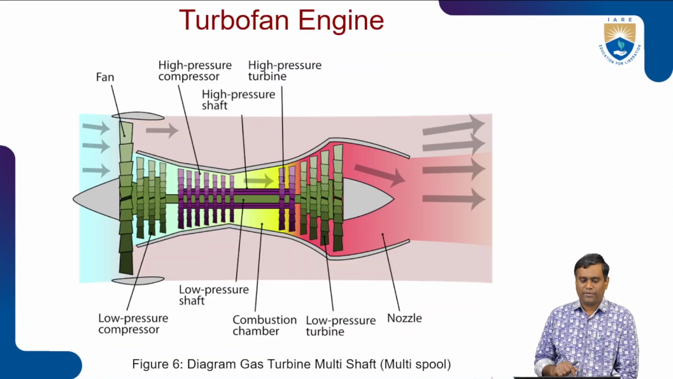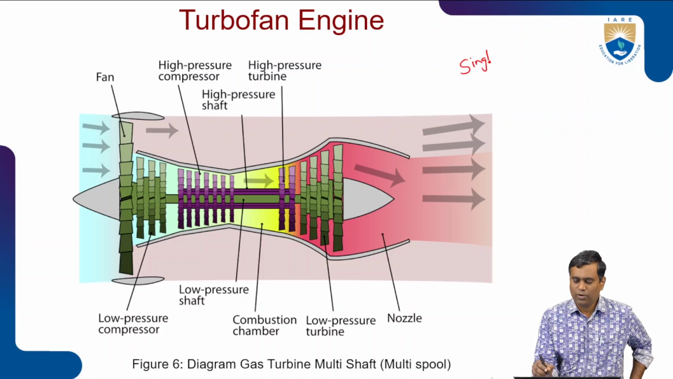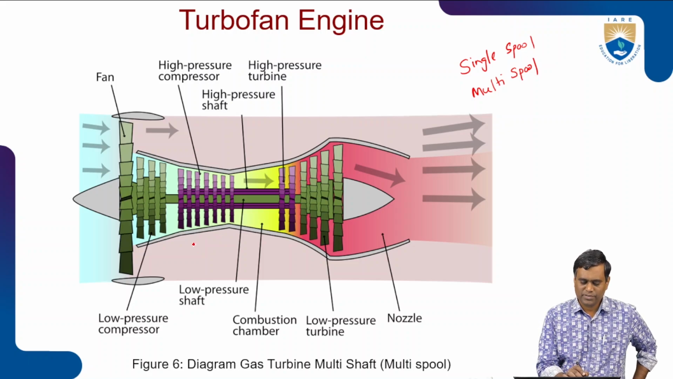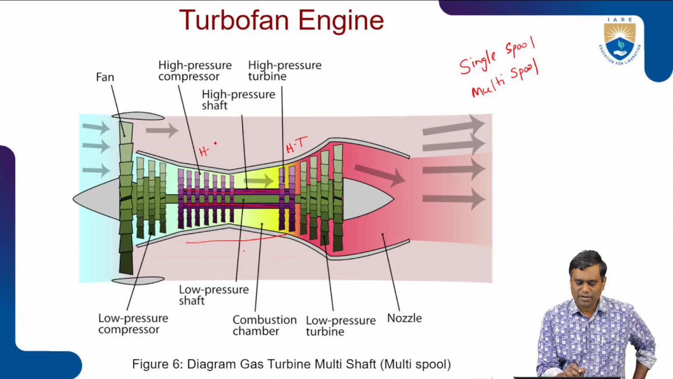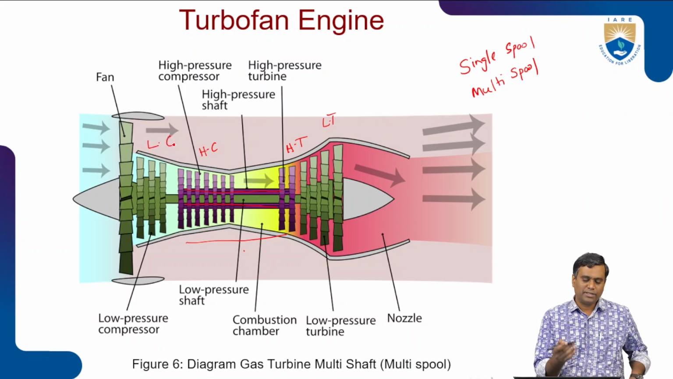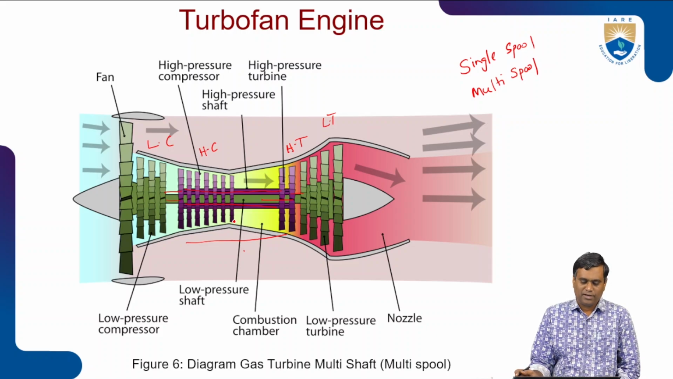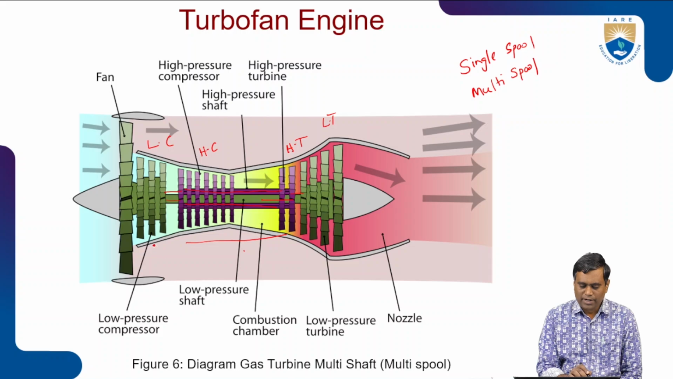Another type we can learn is single spool or multi or dual spool. A spool is similar to a gas generator, that is, a set of compressor and turbine connected by a shaft, right? So this is one spool. Here you can see that the high pressure turbine is connected to the high pressure compressor by a separate shaft, whereas the low pressure turbine is connected to the low pressure compressor by another concentric shaft, here in green color. You can see in this picture the green and purple colors are concentric shafts. So this set is called one spool, and this set is called another spool.